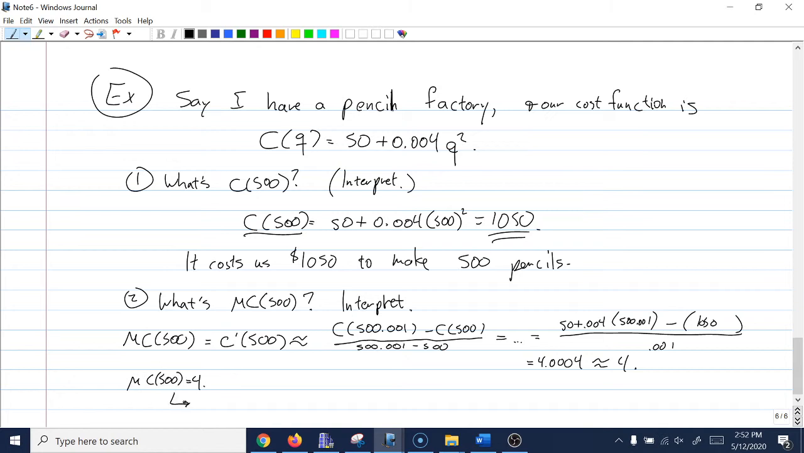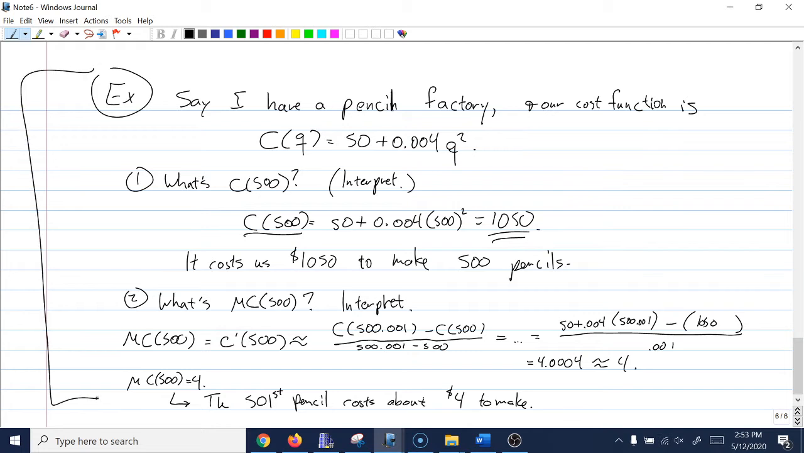How do I interpret that? The standard interpretation is this is something about the 500th something. The 501st pencil. Also the 500th. But usually we phrase this about the next one. The 501st pencil costs about $4 to make. Or additional pencils after the 500th cost about $4 to make. Or the last few pencils I just made: the 500th and the 499th pencil cost about $4 to make. It should work both directions. Yeah, that's using margins.